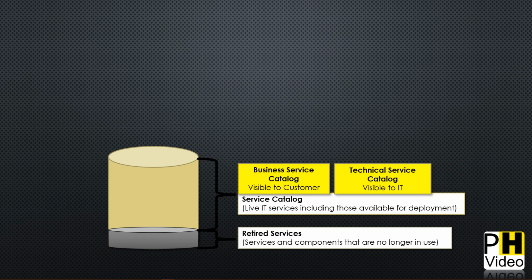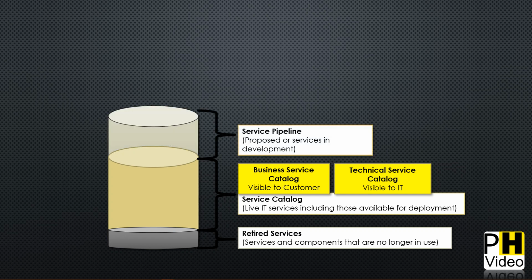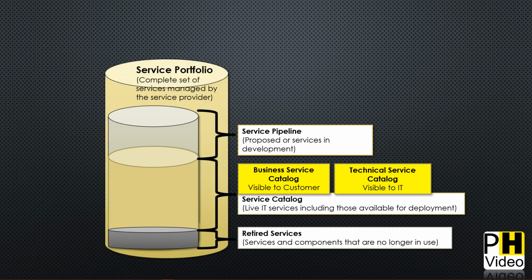You'll notice there are two different catalogs. This is really important to know. You should know what IT services are supporting what business services. This is really critical to know. Understand what IT does and what it directly supports from a business perspective. The service pipeline are things that are not yet available, but they're being worked on. All of these three pieces make up what's called the service portfolio, the complete set of services managed by the service provider.